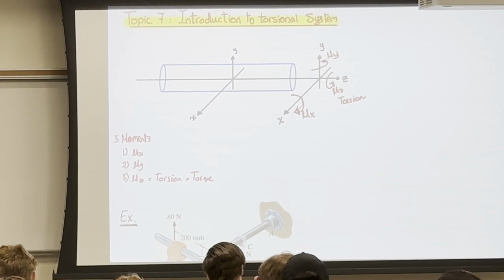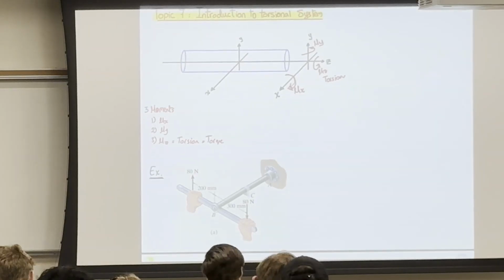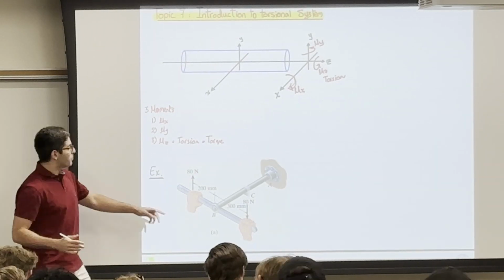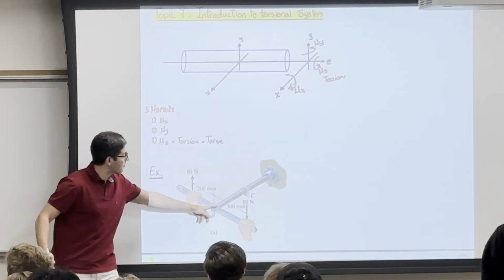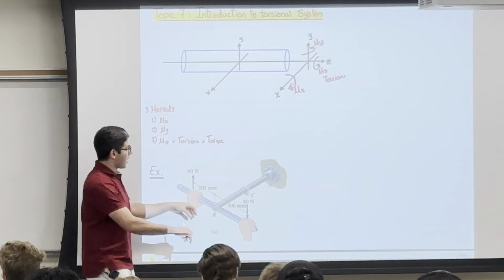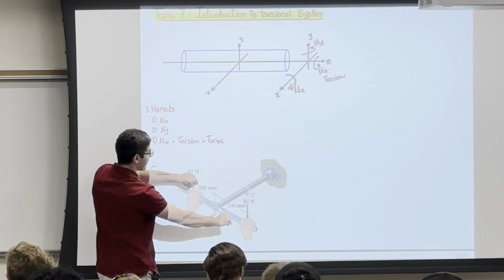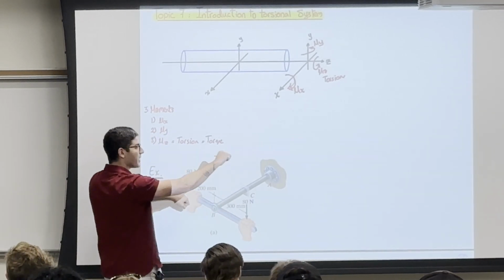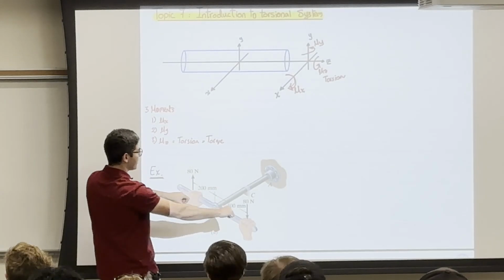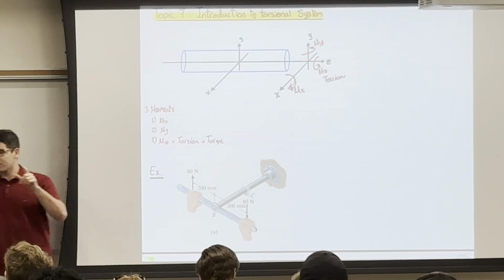So what is the torque? Torque is the moment that tends to twist a member about its longitudinal axis, and it's self-explanatory. And let's do an application here. If I have 2 members like this, and I'm applying on this member 80 Newton here and 80 Newton up. So let me tell you something.